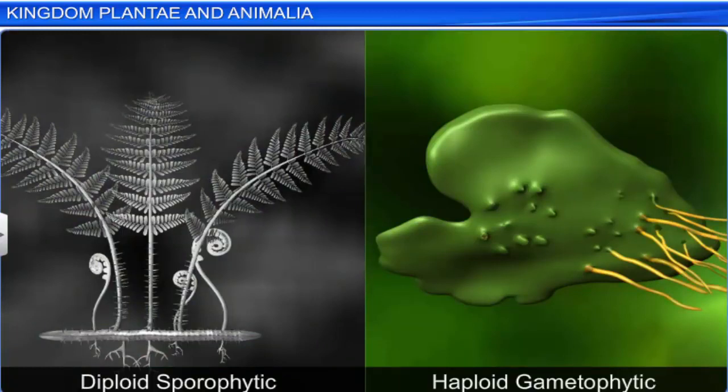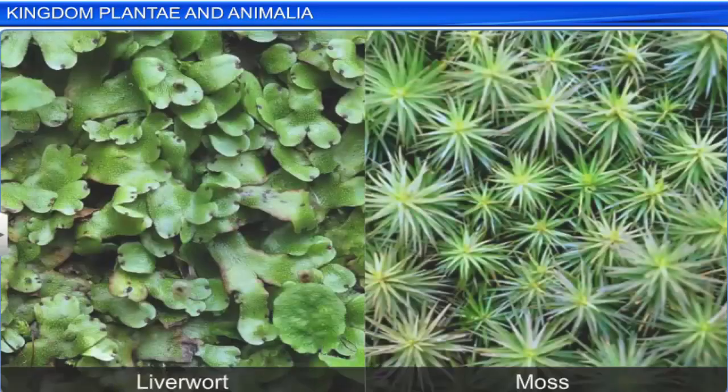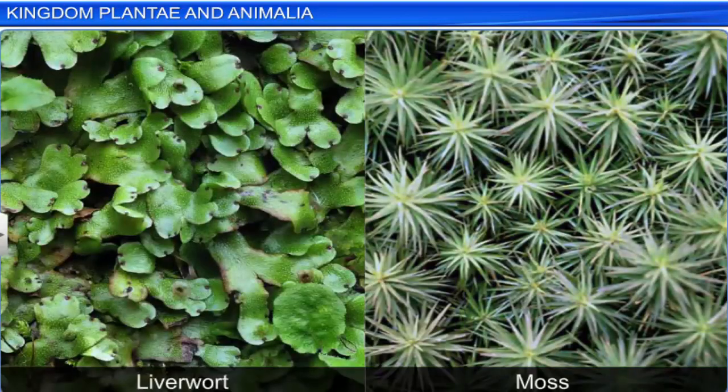The length of these haploid and diploid phases, and whether they are free-living or dependent, varies between groups of plants. This phenomenon of alternation of sexual and asexual forms in the life cycle is referred to as alternation of generation. It can be noticed in plants such as liverworts and mosses.